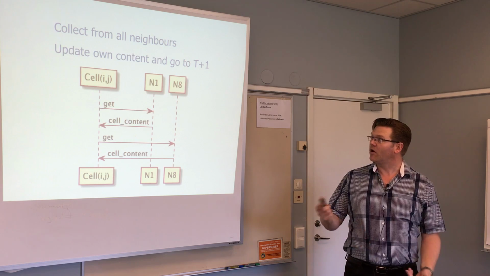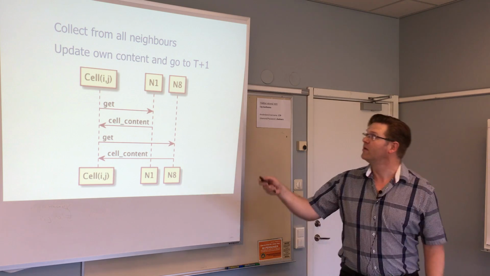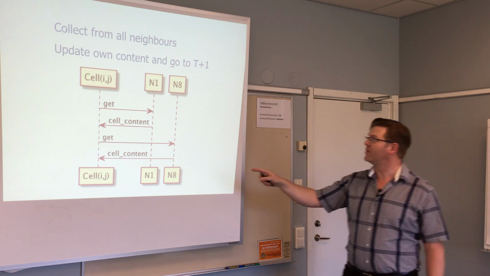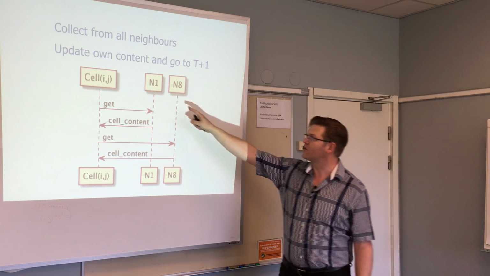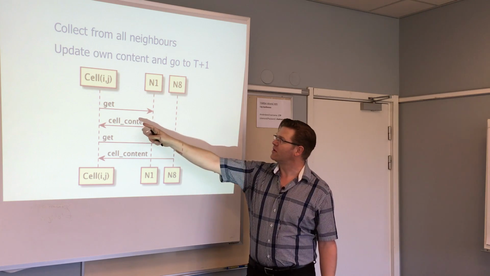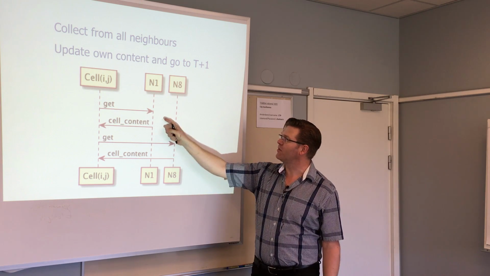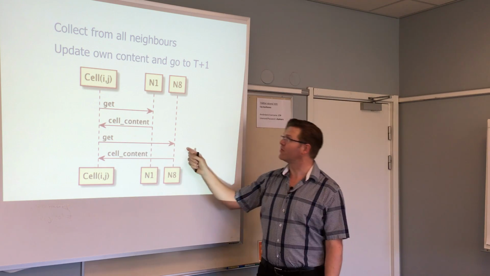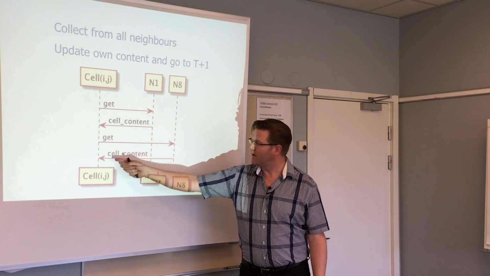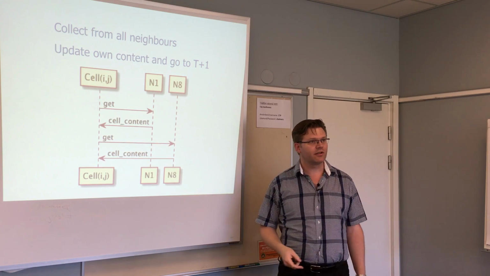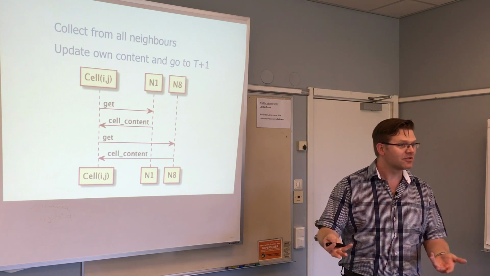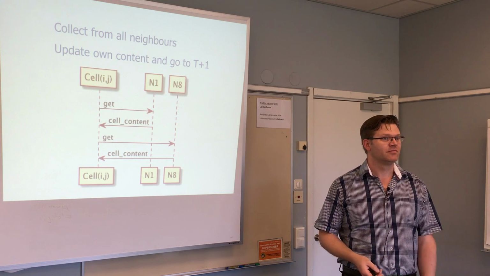So when you need to upgrade, you have the cell here, it has 8 neighbors, and I've limited it down, but you can imagine there's more there. So you say, get the content of your one neighbor, and it'll reply back with a new message, the cell content. You'll get that for all 8 of them, and when you've collected the status of your neighbors, from all 8 neighbors, you can calculate what the next value for you should be.